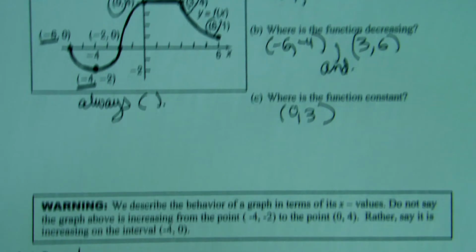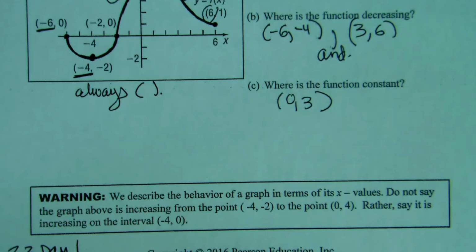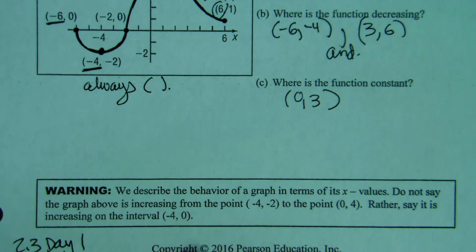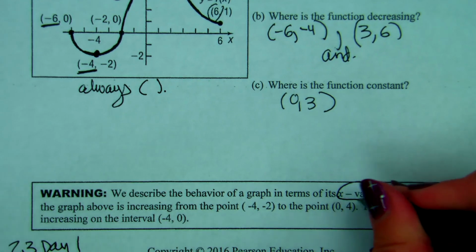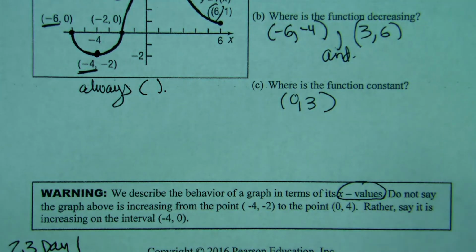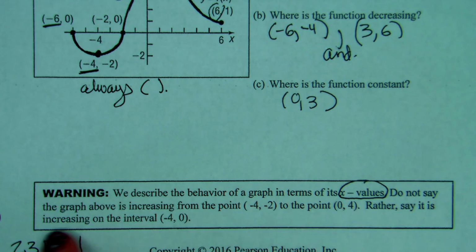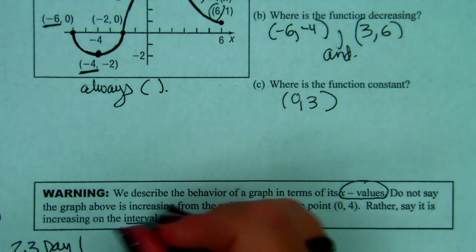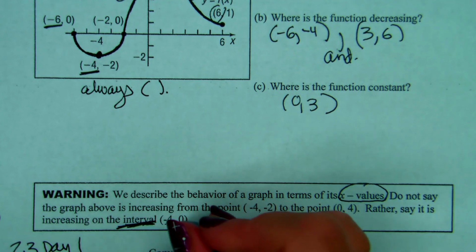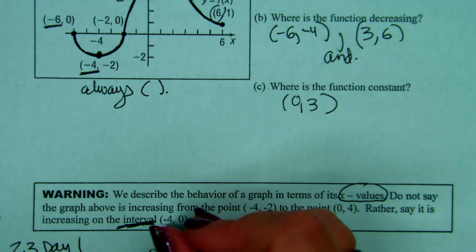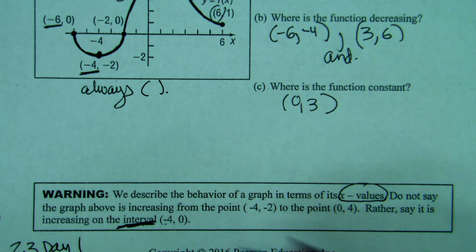This is the warning. It says, we describe the behavior of a graph in terms of its x values, like I said, not the y values. Do not say the graph is increasing from point this to point that. Rather, we say it's increasing on the interval negative 4 to 0, from when x is negative 4 to when x is 0.